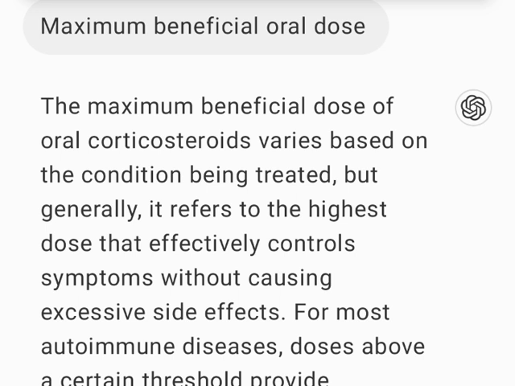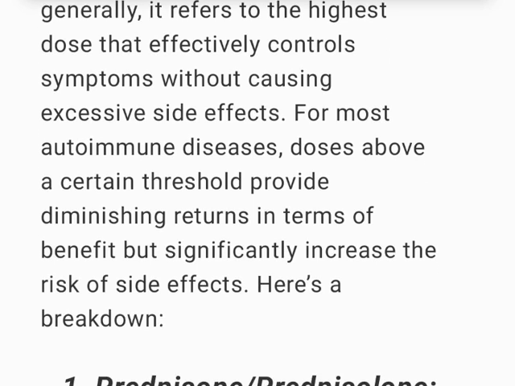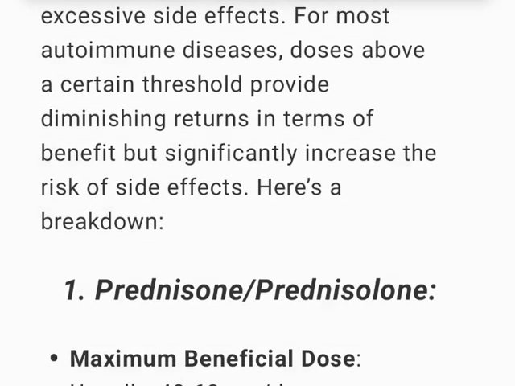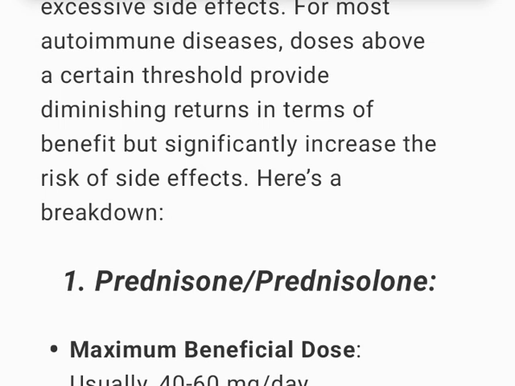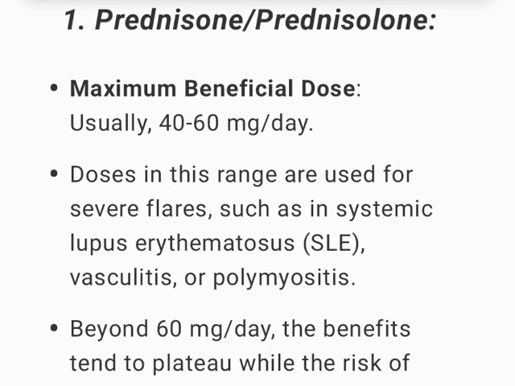The maximum beneficial dose of oral corticosteroids varies based on the condition being treated, but generally, it refers to the highest dose that effectively controls symptoms without causing excessive side effects. For most autoimmune diseases, doses above a certain threshold provide diminishing returns in terms of benefit, but significantly increase the risk of side effects. Here's a breakdown.